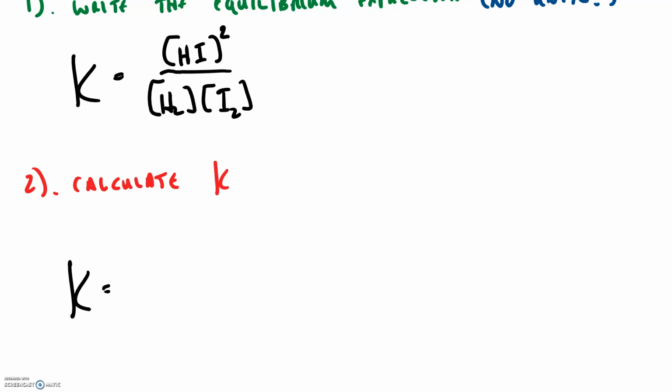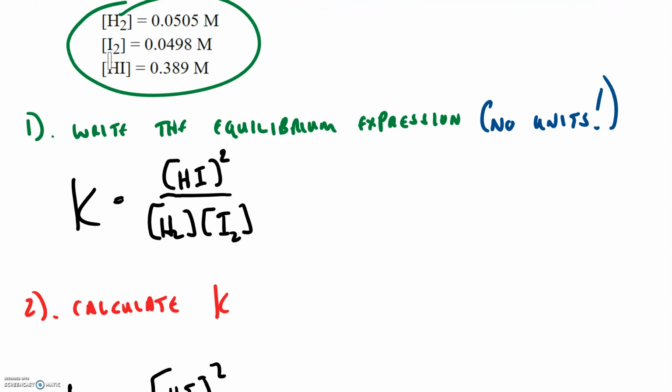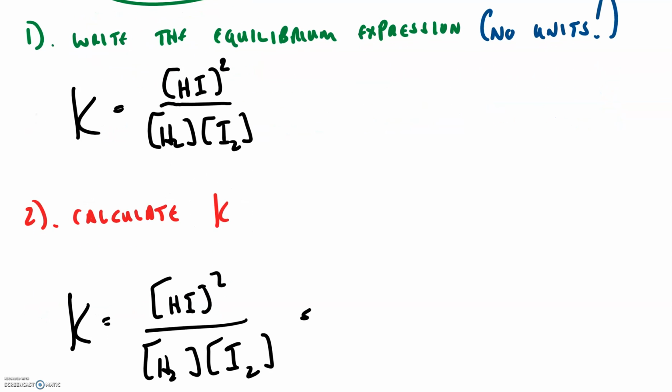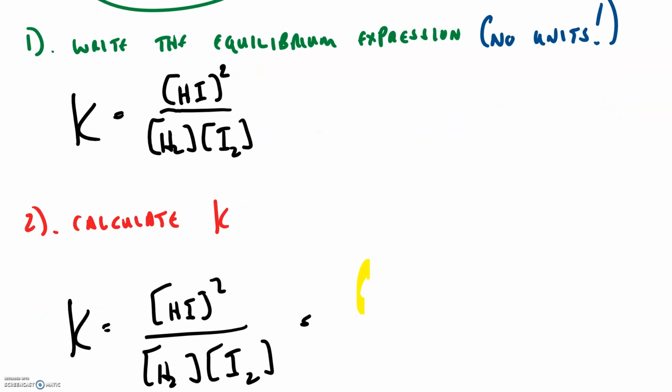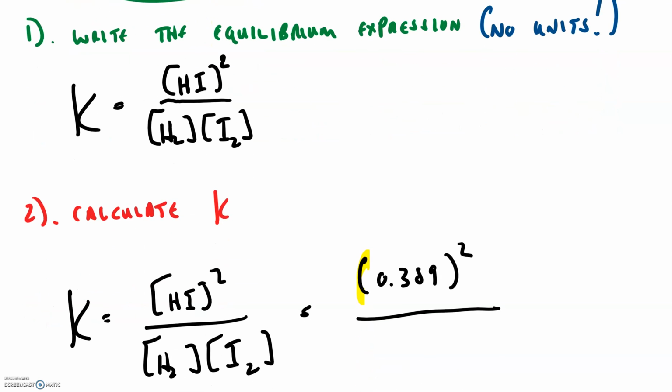So we're going to plug these data right into this equation. Okay, let's calculate K. We know that it is HI squared over H2 raised to the 1st power and I2 raised to the 1st power. And here's our data. At equilibrium, concentration of HI, 0.389 molar. So that's going to go on the top, 0.389, and we're not worried about the units, so we'll just ignore those. On the bottom, we have the concentration of H2, according to this, 0.0505 molar. So 0.0505. We're not worried about the units.